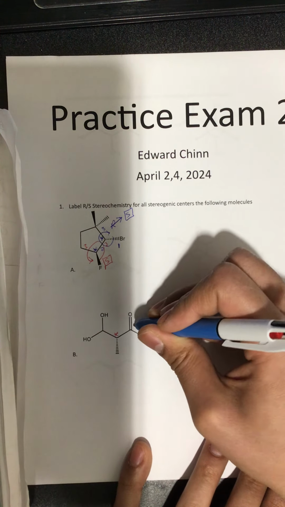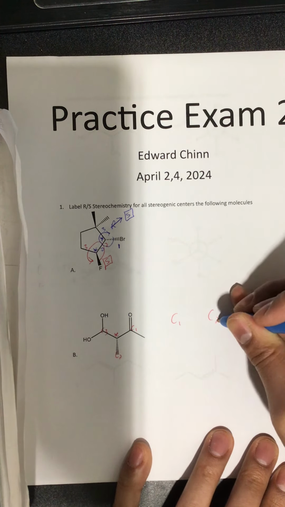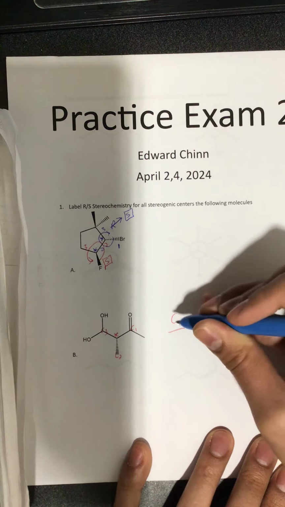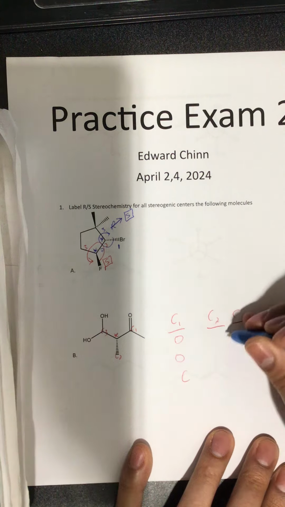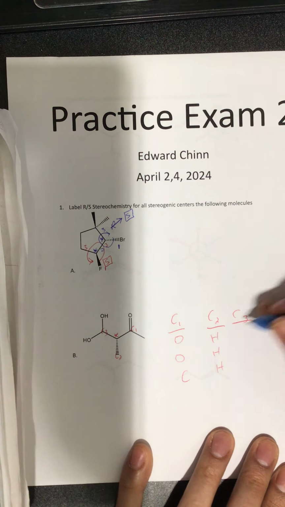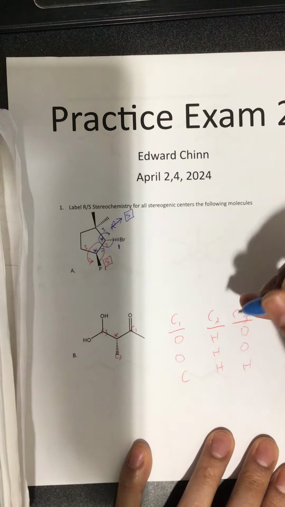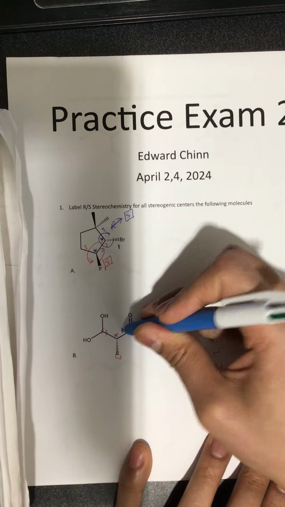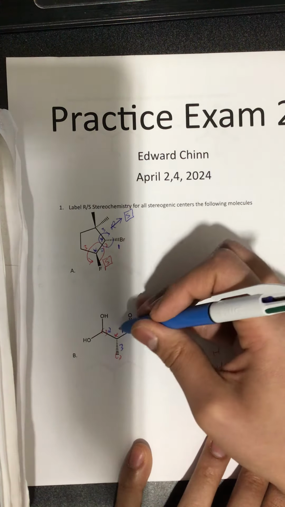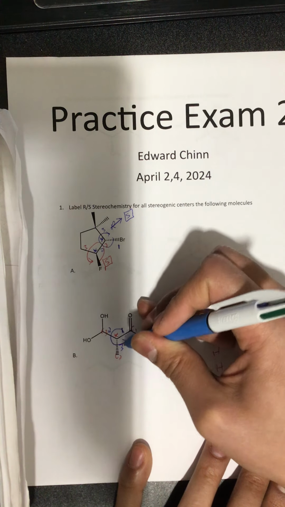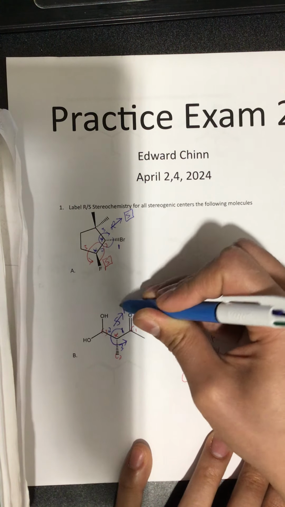All right, for this one, you just have this one chiral center right here, and now we've got 3 carbons. So I'm going to name these C1, C2, C3, right? When we compare these, C1 has 2 bonds to oxygen and 1 bond to carbon. C2 has 3 hydrogens, and C3 has 2 bonds to oxygen and 1 hydrogen. So priority group 1 is going to go to C1, priority group 2 to C3, and priority group 3 to C2. And so this is going to go 1, 2, 3. It's going to look S, but it's actually going to be R.